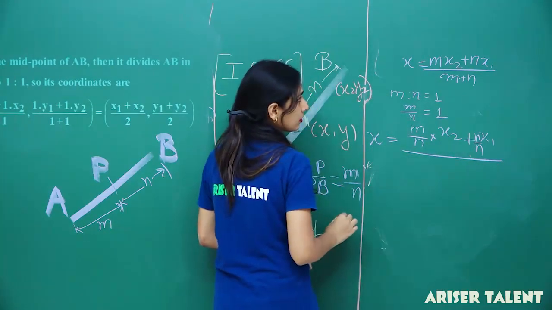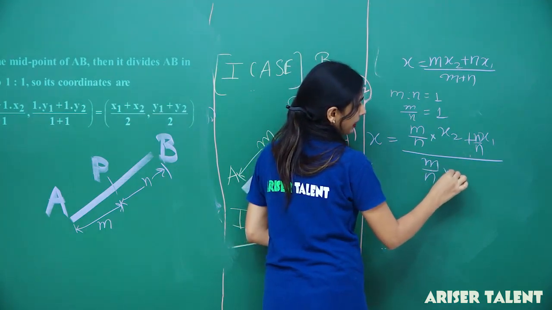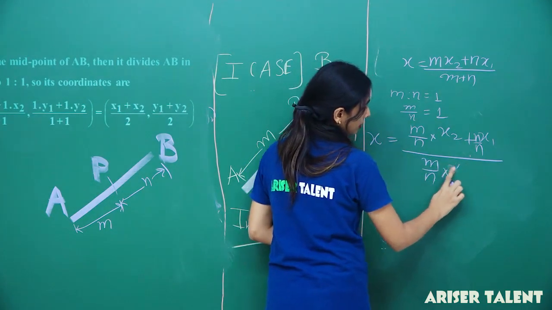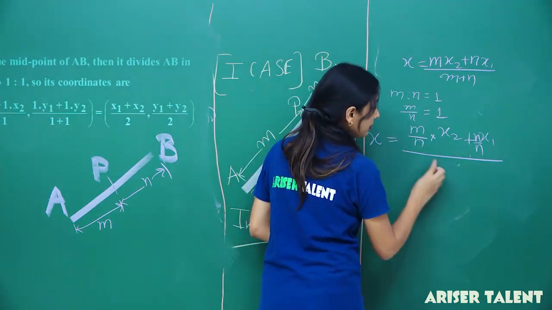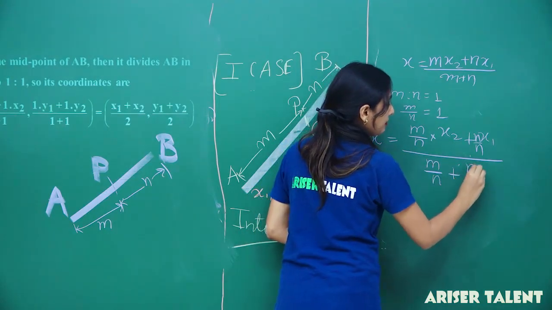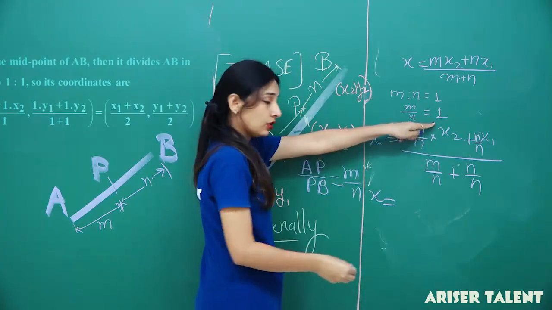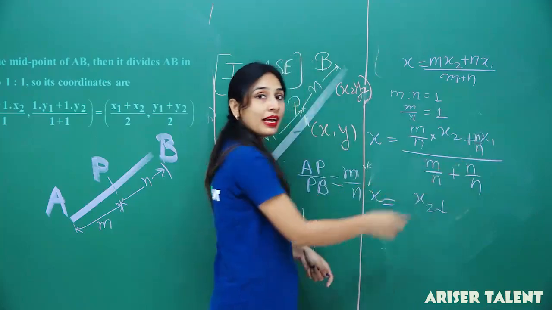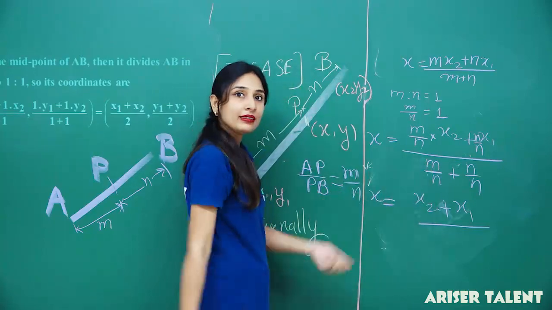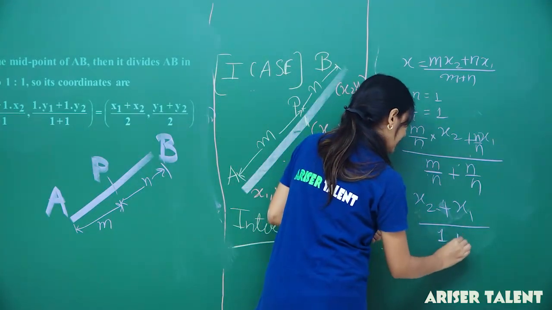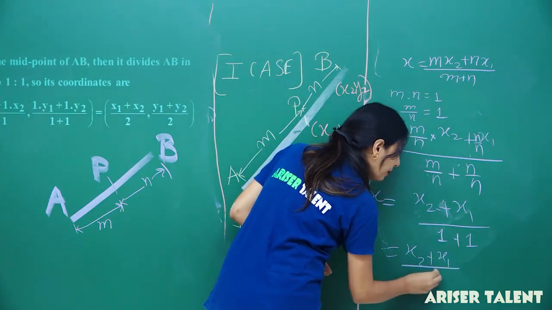N by N upon, that will be what? M by N multiplied by, if I take N common, that will be M by N plus N by N. Now students, isn't it M by N is 1, so that will be X2 plus N by N is again 1, so that will be plus X1. Now M by N is again 1, I have told you 1, and here it will be 1 also. So what will it be? X2 plus X1 by 2.